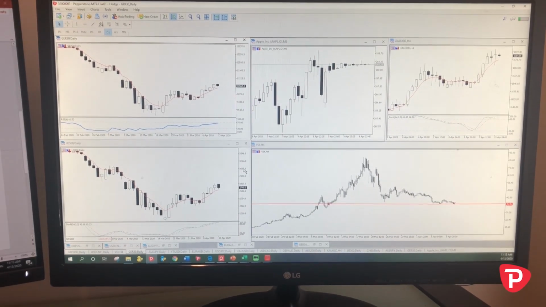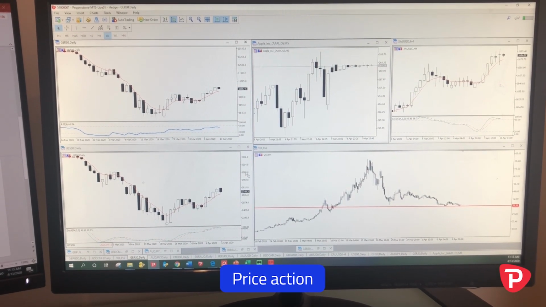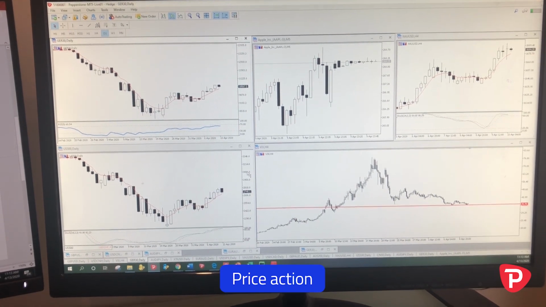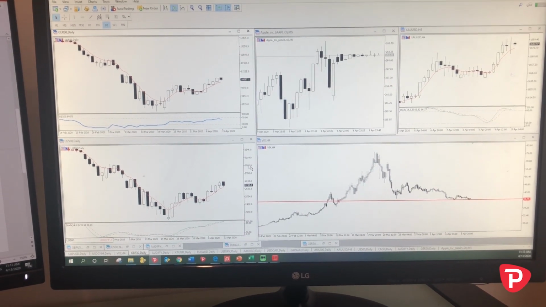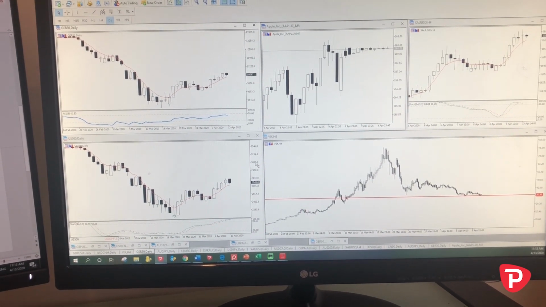But ultimately, the most important situation is how price reacts. We react to price action, we react to price moves. We cut our losses early, we let winners ride. That's the secret sauce when it comes to trading.